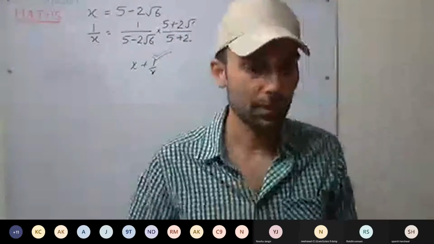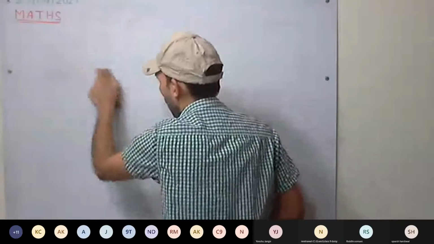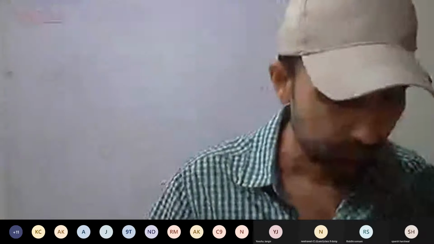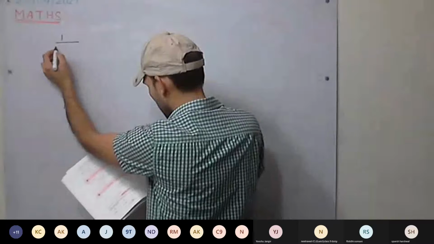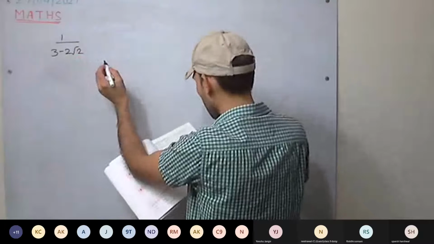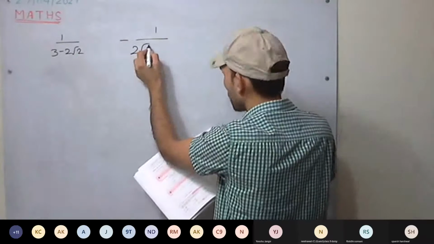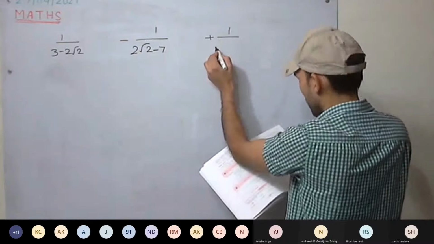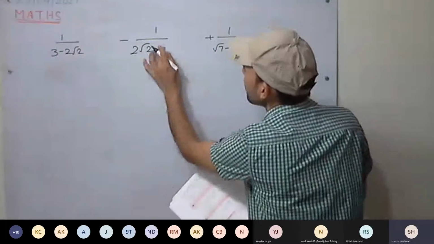Rationalize every term separately. So we have 1 upon 3 minus 2 root 2. This is the first term, minus 1 upon 2 root 2 minus root 7, plus 1 upon root 7 minus root 6.